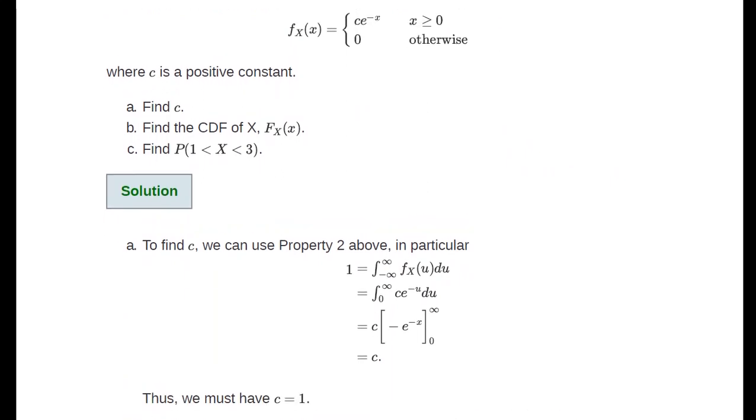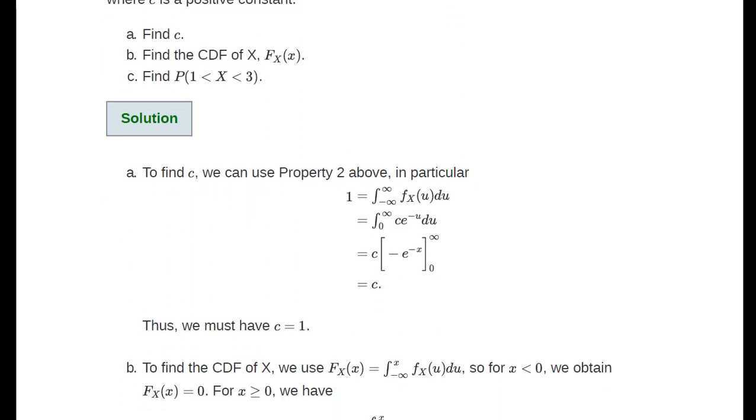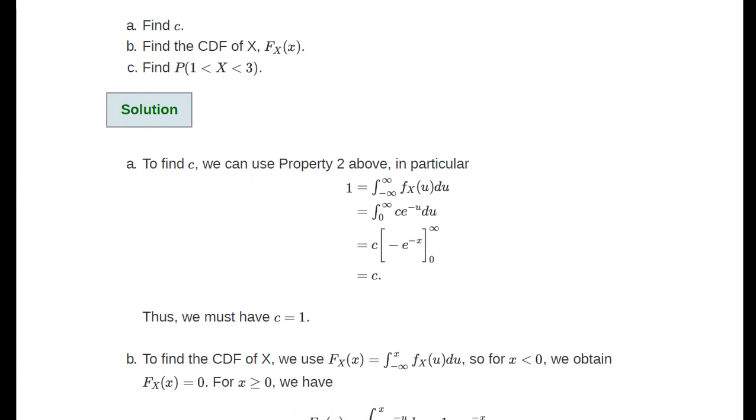Number A, to find the constant c, we can use property number 2 above, in particular that the integral from minus infinity to plus infinity of f_X is equal to 1. Applying this property, we have the integral from 0 to infinity of c e^(-u) du equal to the constant c times [minus e^(-x)] from 0 to infinity, which is equal to c, and then we must have c equal to 1.